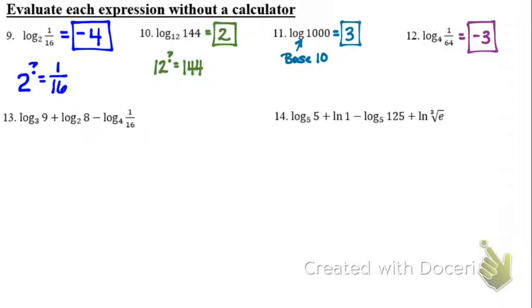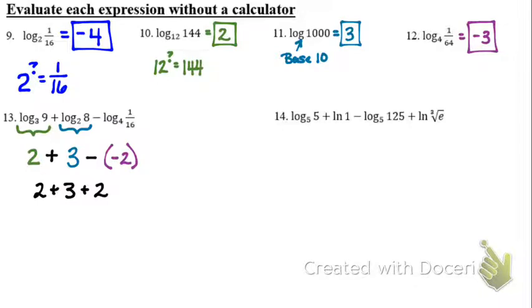So the first thing I run into is log base 3 of 9. That's 2. So I have 2 plus, and then log base 2 of 8. 3. 2 to the third power gives you 8. Minus log base 4 of 1 over 16. Yes, it's -2. So I've got 2 plus 3 plus 2, which would be what? 7.